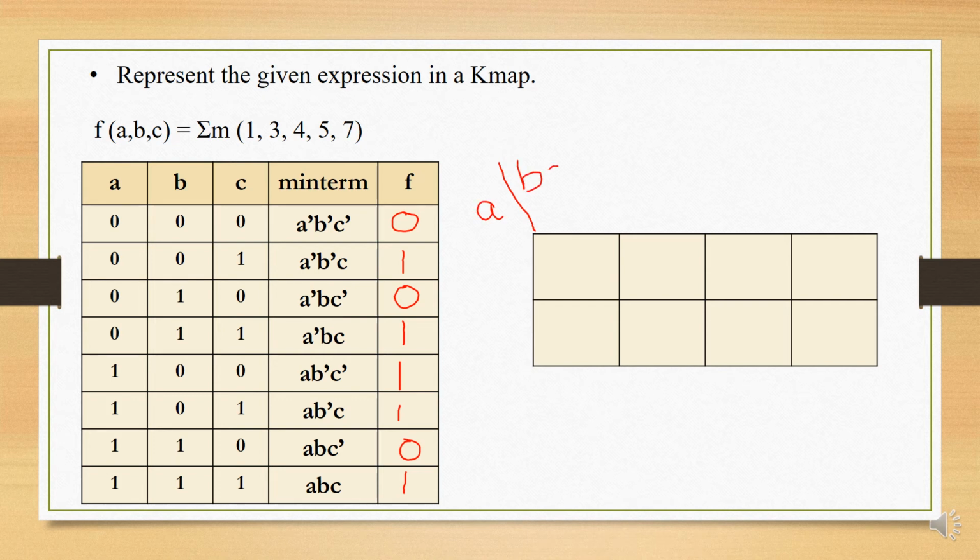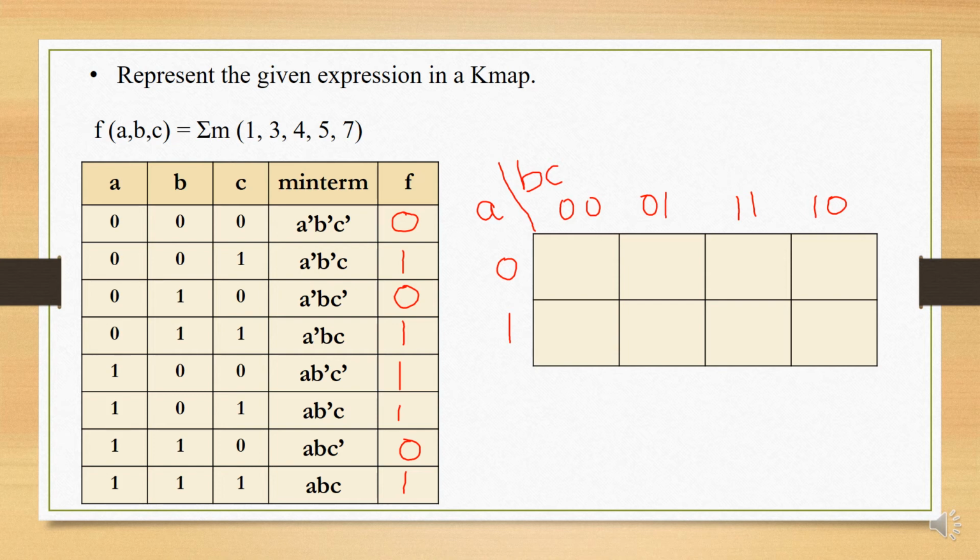So we have A, B, C. A is considered for rows of the K-map and B, C is considered for the columns of the K-map. A can have value 0 and 1. B, C can have 0 0, 0 1, 1 1 and 1 0. Now we know that the cell numbers of the K-map will vary from 0 to 7. So by looking at the truth table, you can place the values into the K-map.